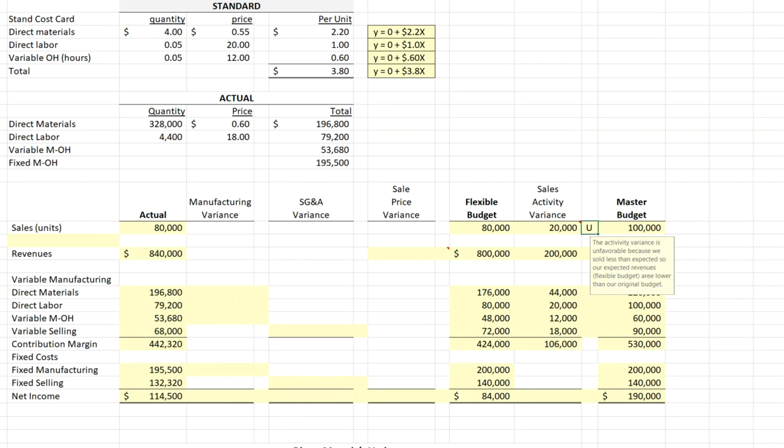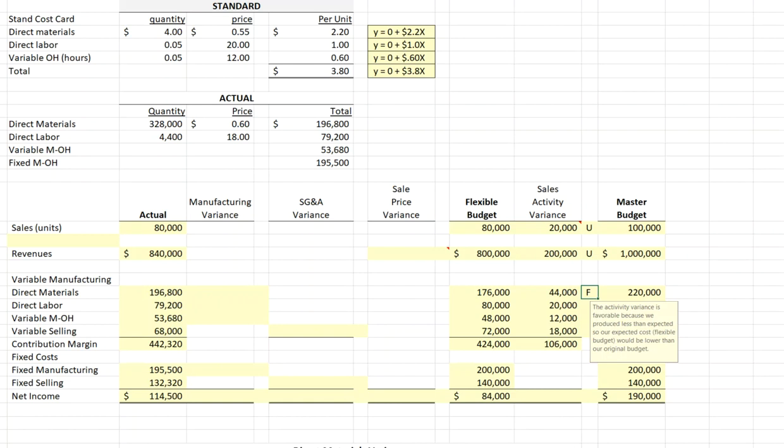And in terms of evaluating our variances, our sales activity variance is unfavorable because any decrease in the level of sales will decrease revenues, which will decrease our net income. And again, anything that decreases net income is an unfavorable variance. On the other hand, all of our activity variances for variable cost will be favorable because we did less.